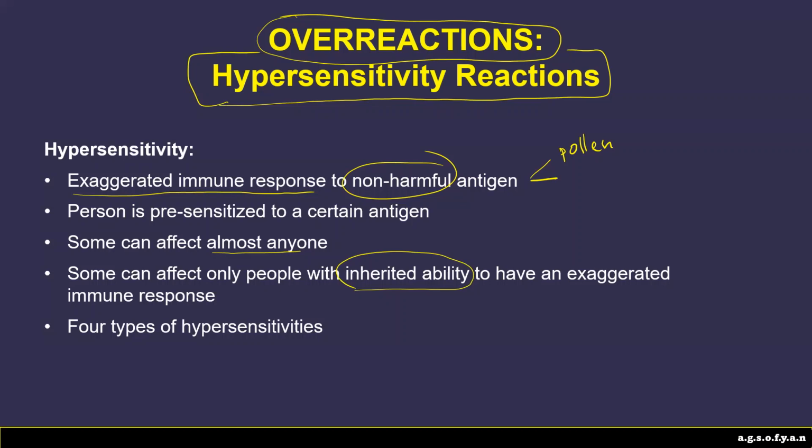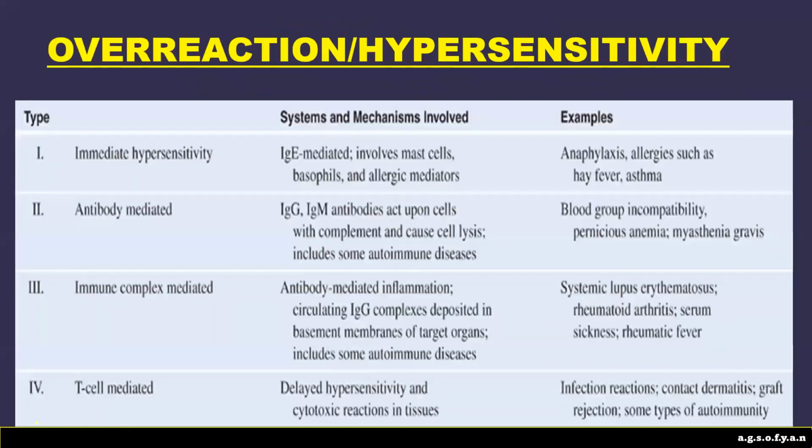Okay, there are 4 types of hypersensitivity. You're going to see this table. The first one, of course, is called type 1 hypersensitivity. It is also known as immediate hypersensitivity. The example is allergy. So allergy is a type of type 1 hypersensitivity. And again, this is caused by IgE.